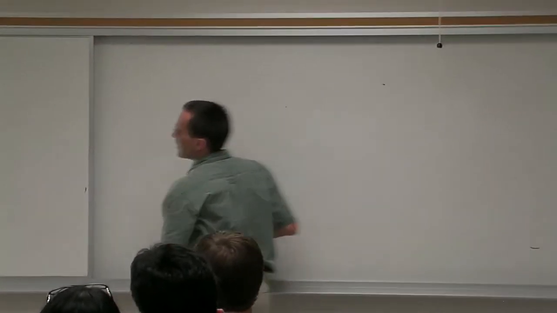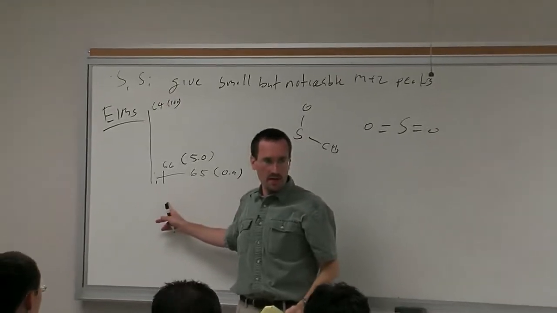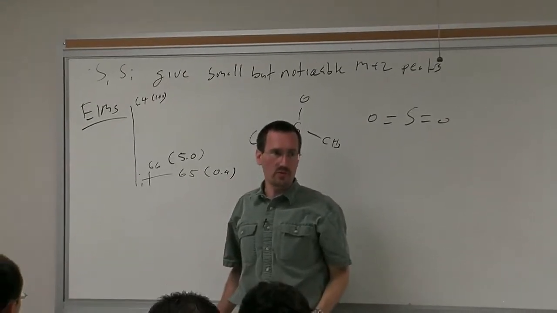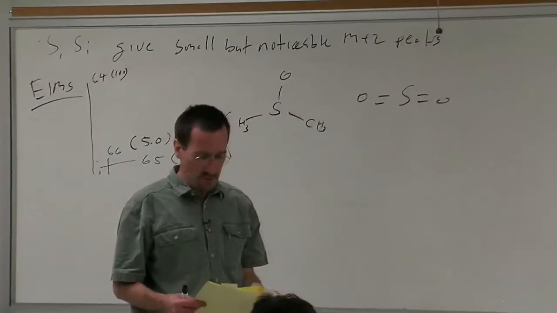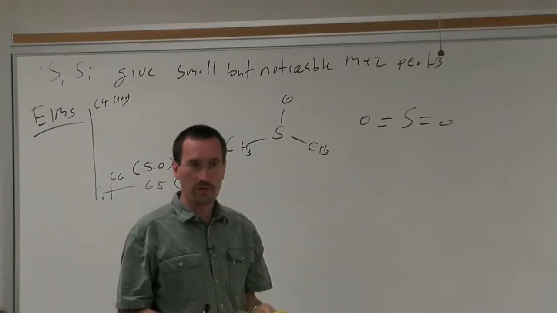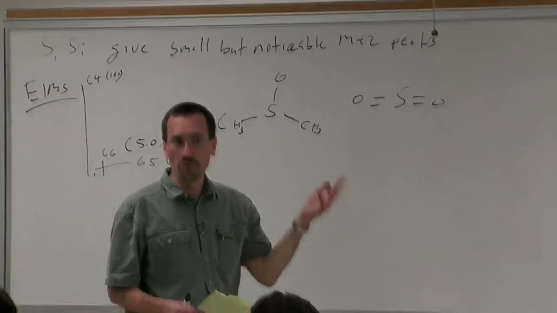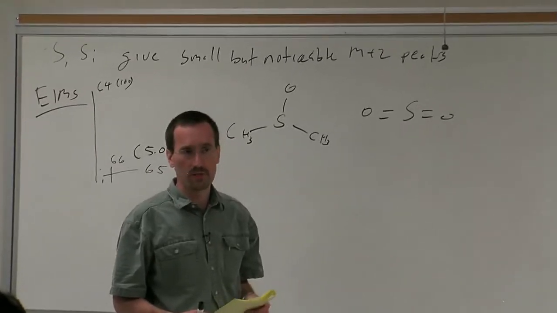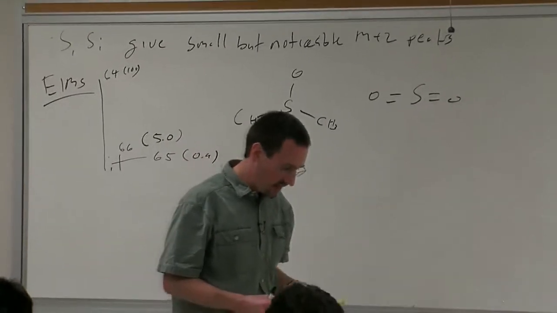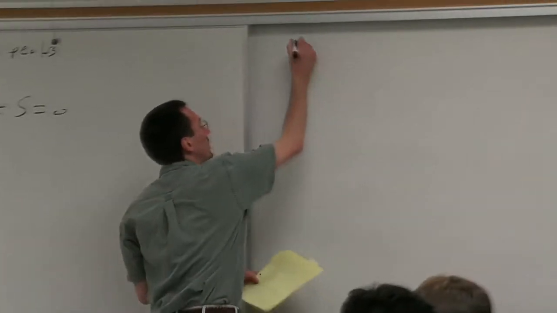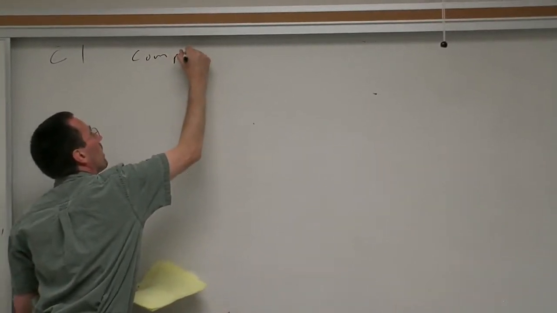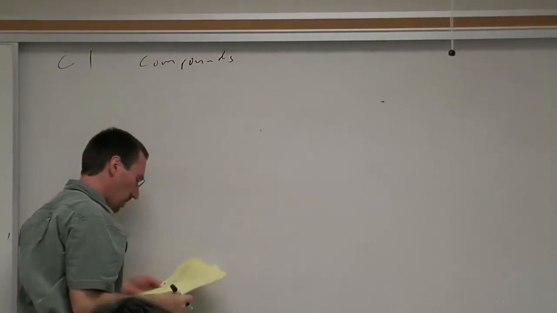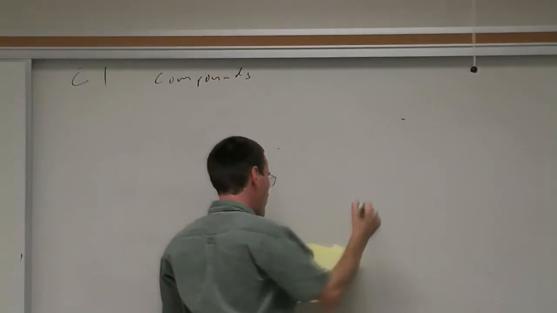The M+1 would be from the little bit of sulfur 33 and the teeny tiny bit of O17. So I just erased the numbers, but it's 0.8% sulfur 33 and 0.04%, a minuscule amount of O17. All right, chlorine compounds give a large M+2 peak.